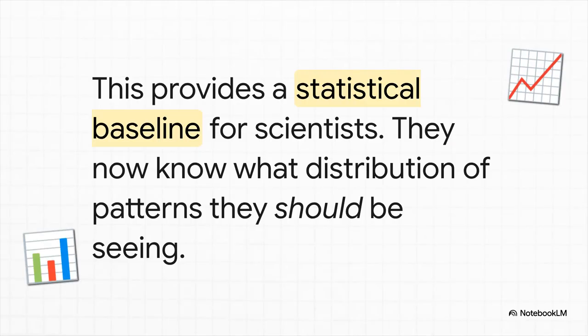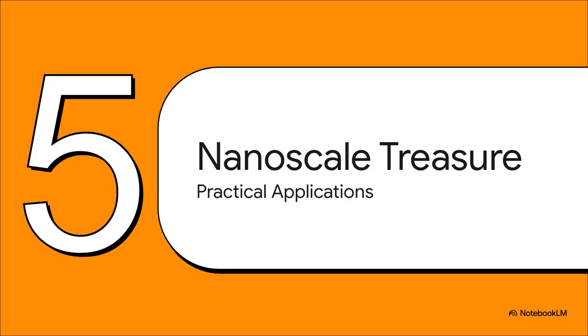And look, this is way more than just a math problem. What this does is give scientists a vital statistical baseline. If they're looking at a sample with thousands of these nanoparticles, they now have this powerful predictive tool. They know what the mix of patterns should look like. And this is where we get to the real payoff. What do you do with this new knowledge? Well, this is where the map leads us to the actual nanoscale treasure.